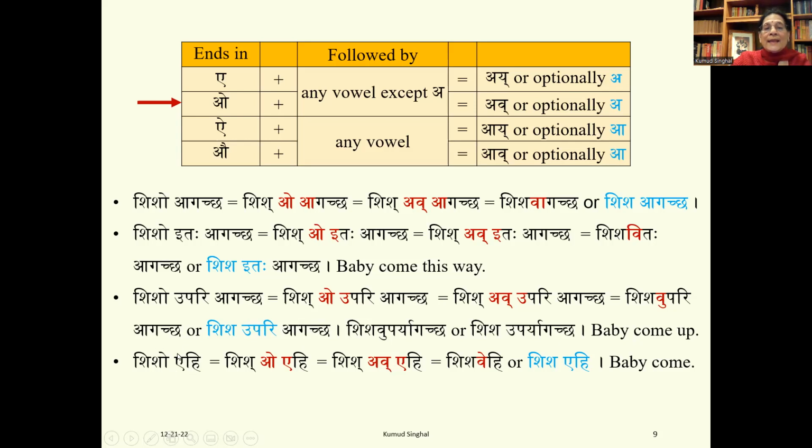Shisho ehi. Ehi means come. It is a verb, e, and so shisho ehi. So O is followed by the diphthong e, and O becomes av. So it will be shishvehi or shisha ehi. So again in the optional form, shisho will be replaced by shisha. Shisha agach, shisha itaha, shisha upari, shisha ehi.